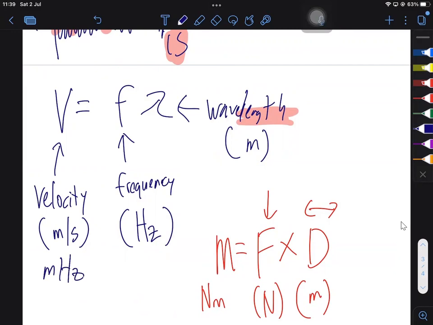Why? Think about it. No, nothing to do with that. Velocity is the standard unit size. Yes, very good, Raj. Excellent.